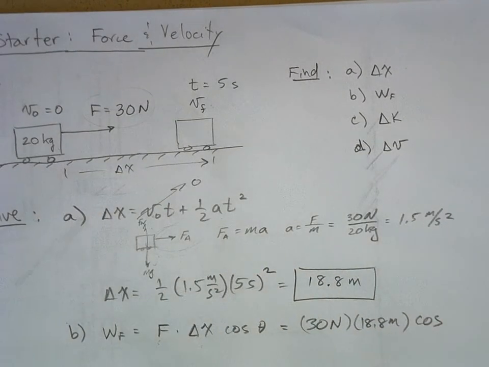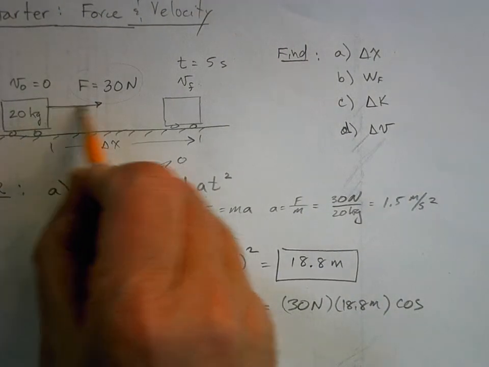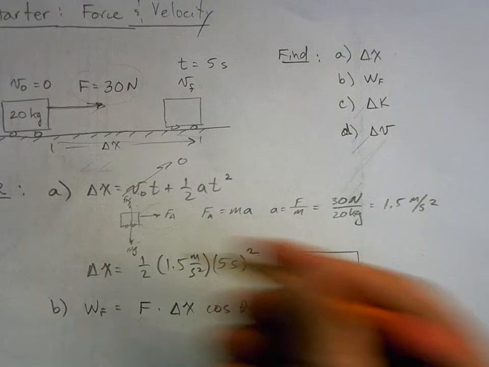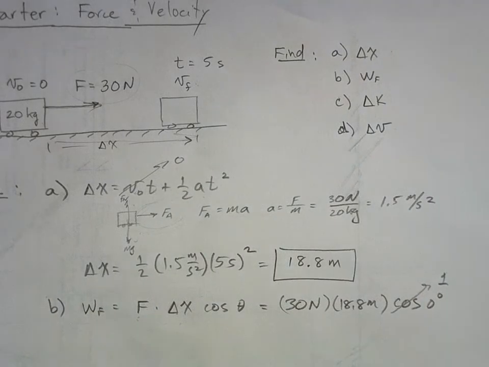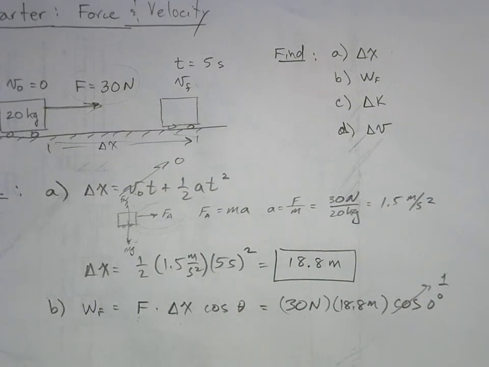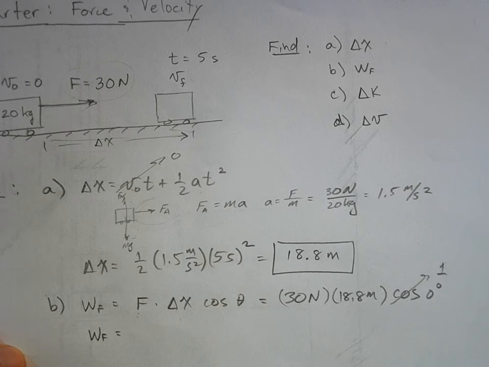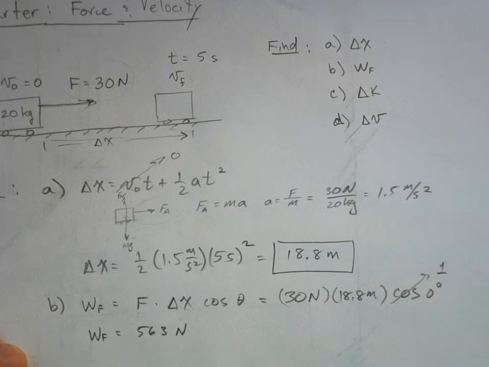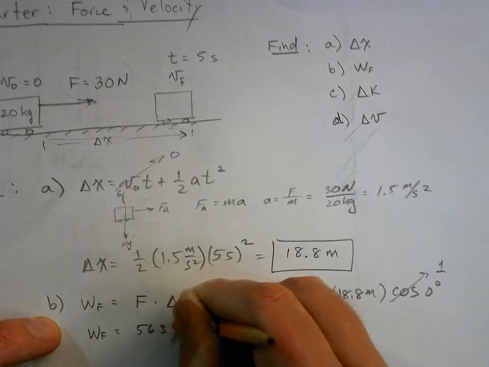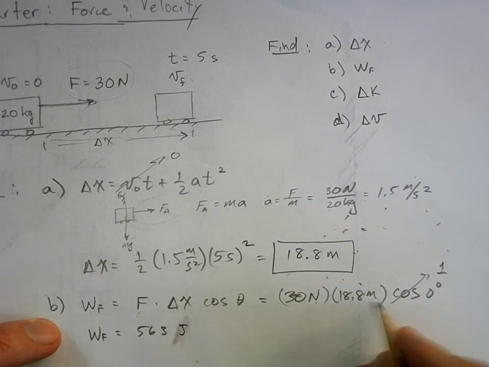And I always check this. You should get in the habit of always looking at the situation and checking the angle. Well, the force is to the right. The displacement is to the right. So the angle between them is 0 degrees. Of course, the cosine is just 1. So you just take the displacement and multiply it by 30 newtons. And that's, I round it off, 563. Oops, not newtons. Joules. Because a newton times a meter is a joule.